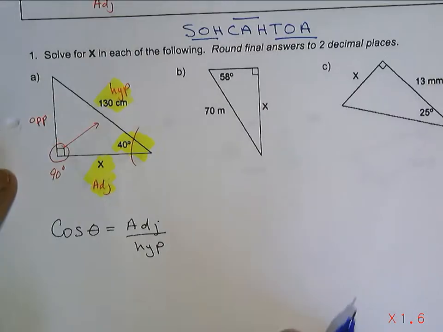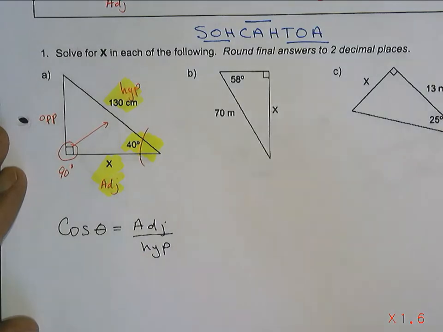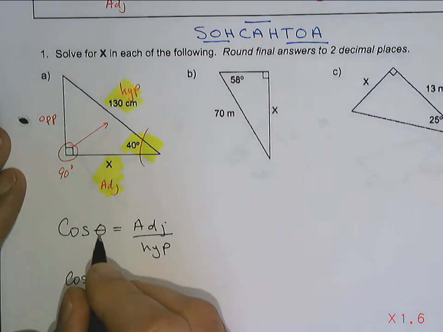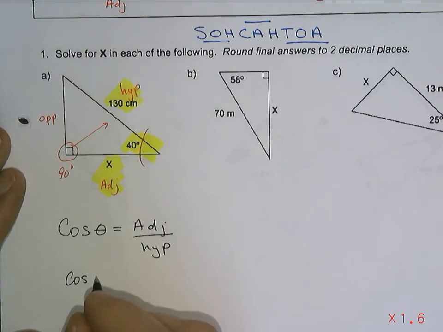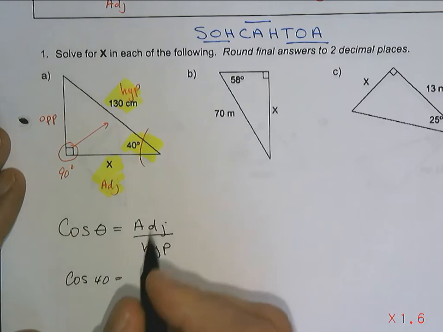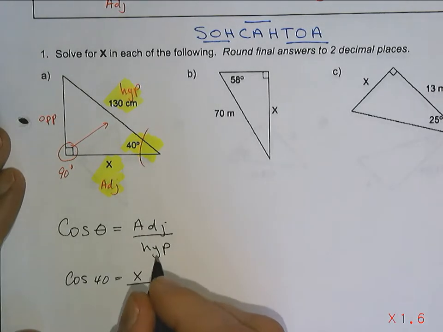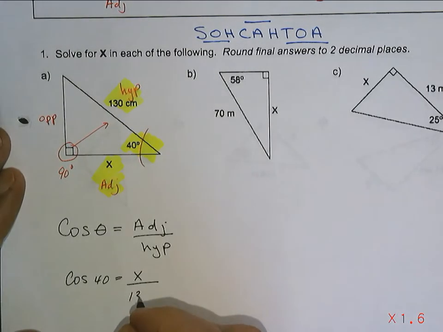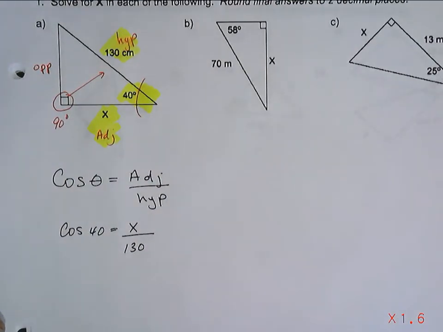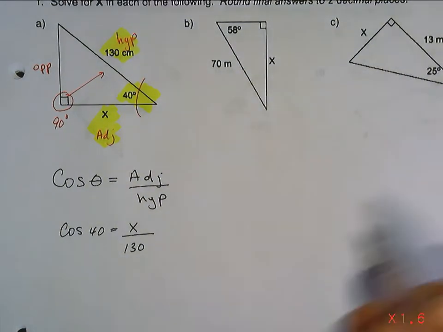All right, so cosine, adjacent over hypotenuse. I'm going to put in the numbers that I have. So instead of an angle, theta, I actually have a number, 40. Instead of adjacent, I have an unknown, x. And instead of hypotenuse, I have a length of 130 centimeters. Now it's just math, okay? Trigonometry is out the window. It's just math.